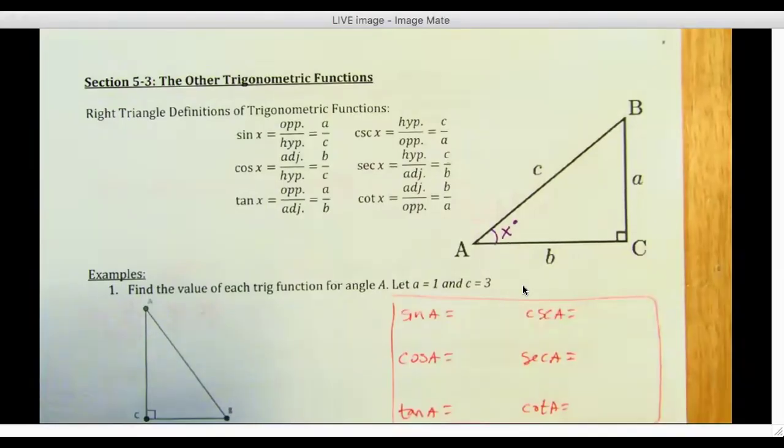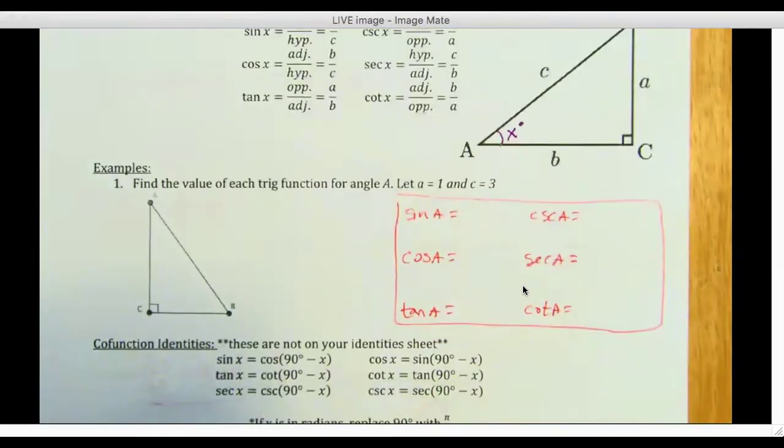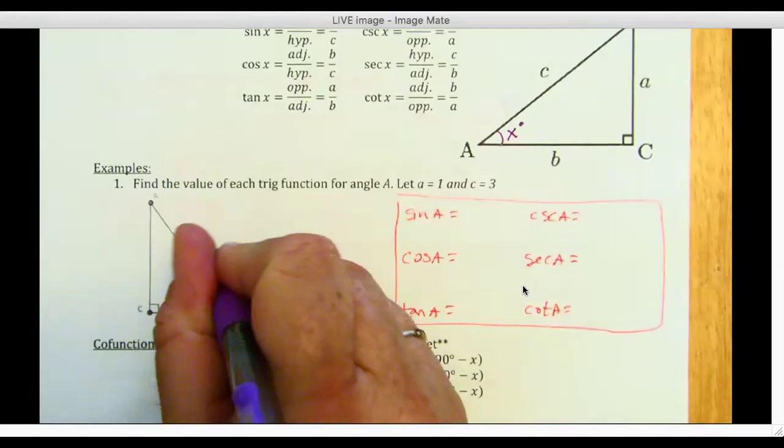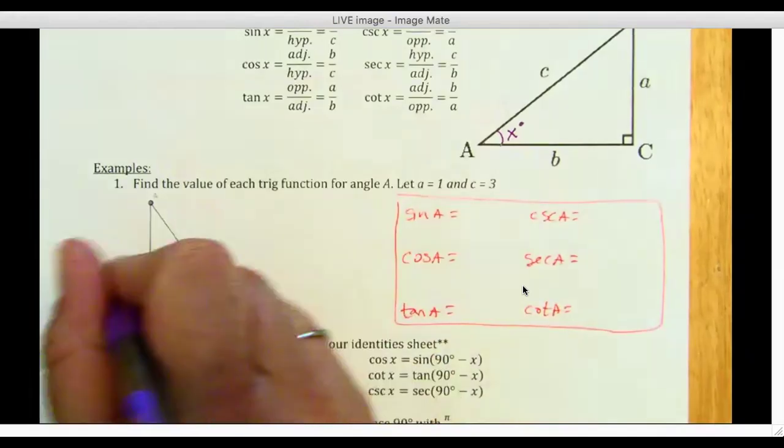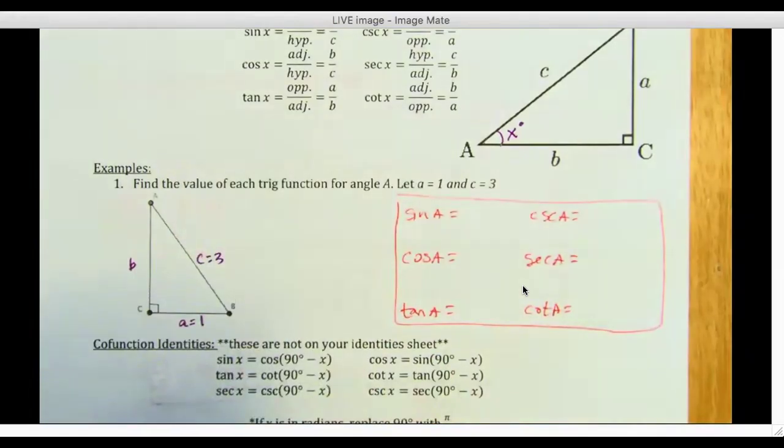So in this section, we're going to be evaluating angles in a triangle for all 6 trig functions. So let's look at the first example here. It says, find the value of each trig function for angle A. Let little a be 1 and little c be 3. So we don't know B, and the first thing we can do here is use the Pythagorean theorem to find it.